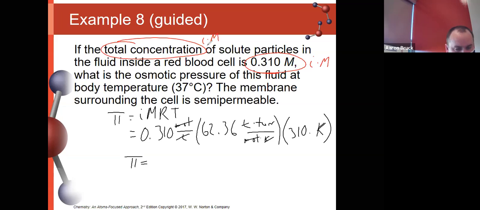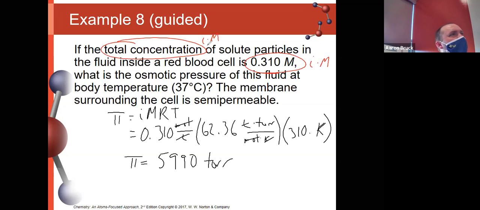0.310 times 62.36 times 310 to three significant figures is 5,990 torr of pressure. Now keep in mind, atmospheric pressure is about 760 torr. So this is just a little bit under 8 times that. And this is out of a 0.31 molar solution.